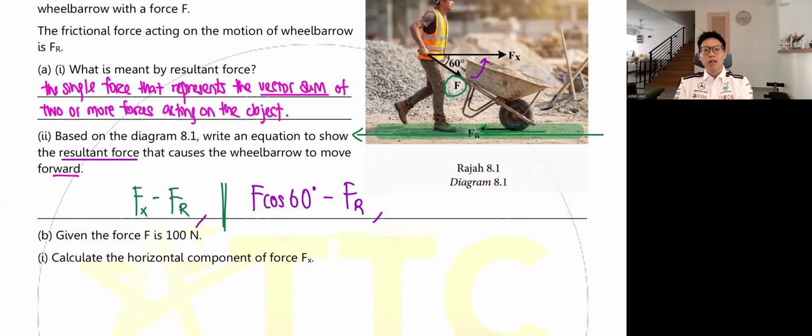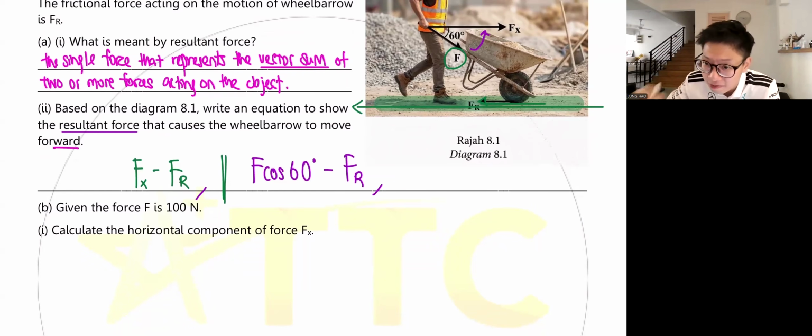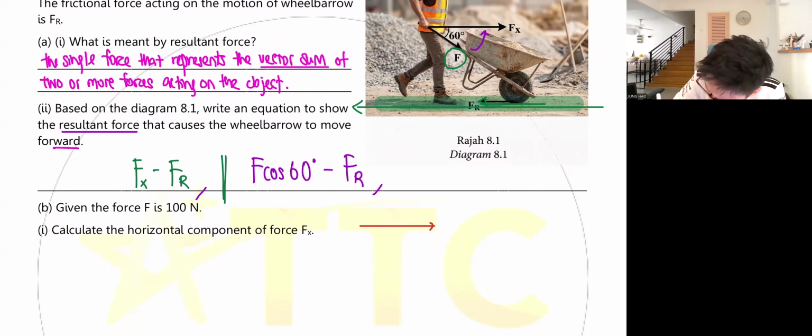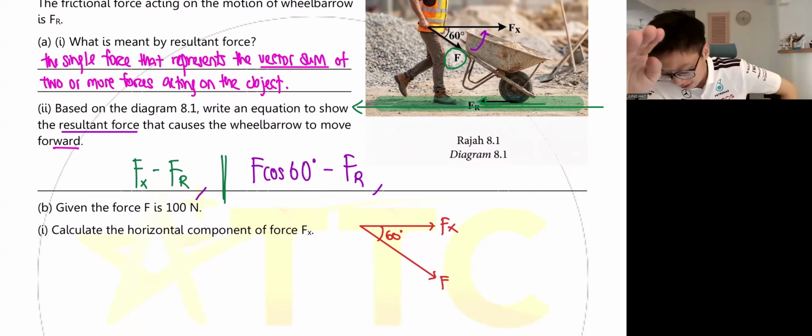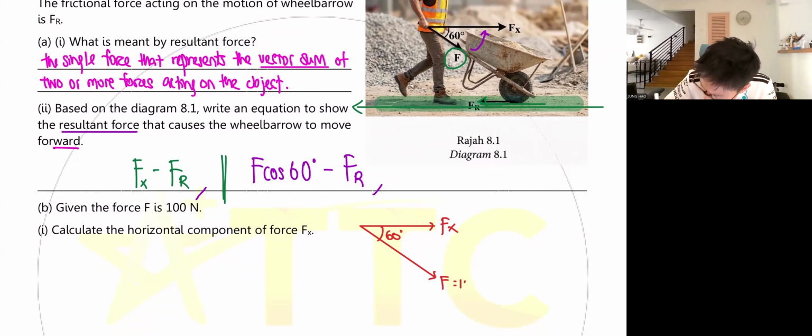Okay, next. So given the force F is 100 Newton, find the horizontal component Fx. Okay, guys, check this out. So like I said, this is your Fx. And then this is your F. Okay, and then what you see here is 60 degree. So now you want to know that F is going to be 100 Newton.